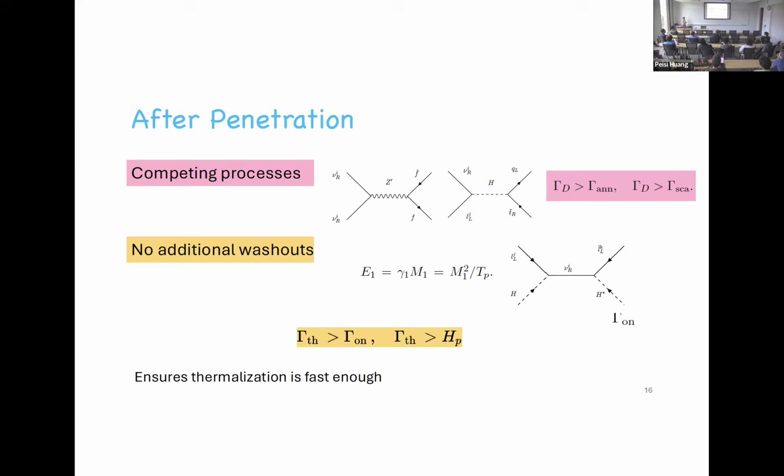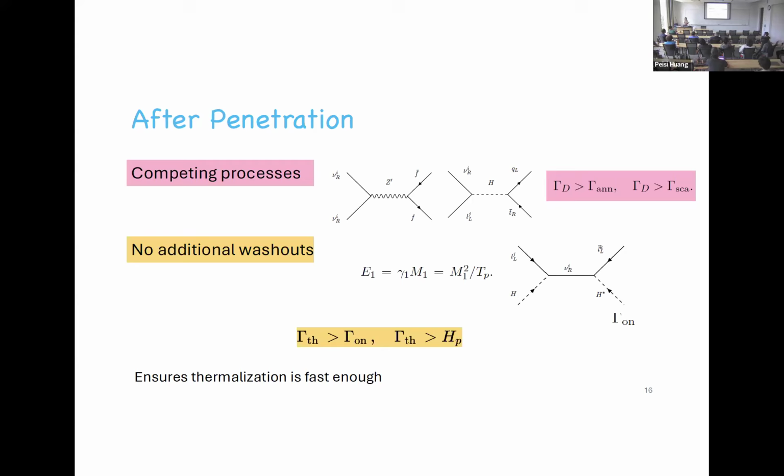First, right after penetration, we want the right-handed neutrino to decay, but there are two competing processes. They can annihilate through a Z prime. They can scatter with the standard model particles in the plasma. So for leptogenesis, we require the decay rate to be larger than annihilation and scattering. And a second thing is, as I just mentioned, the right-handed neutrino is highly energetic. This high energy is shared by the decay products, so they can fuse back into an on-shell right-handed neutrino, leading to washout.